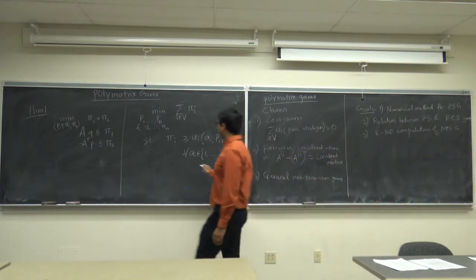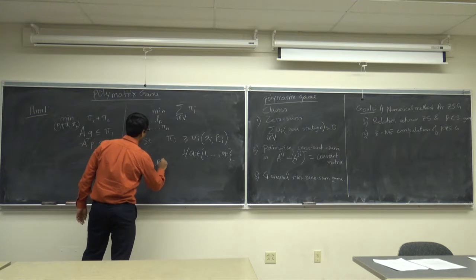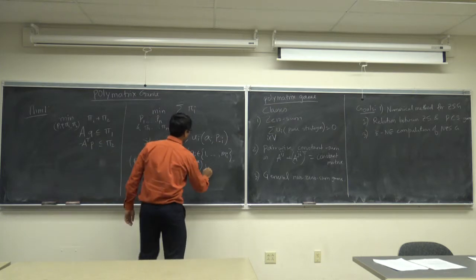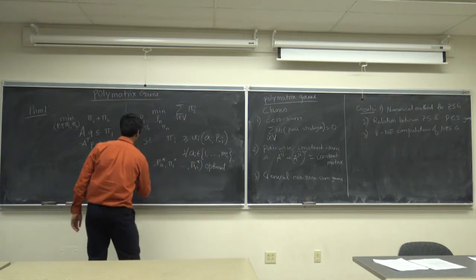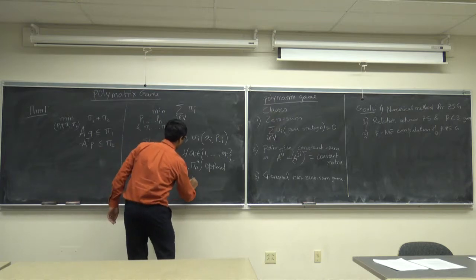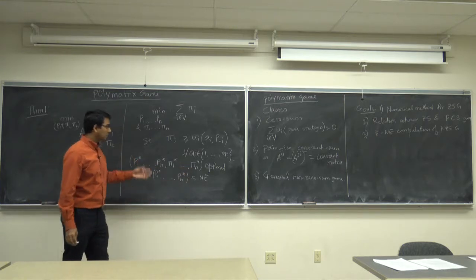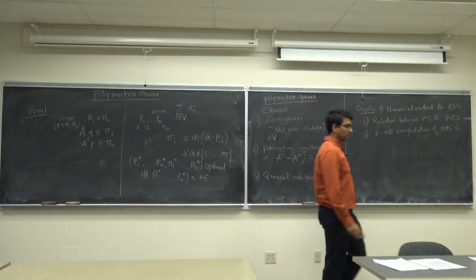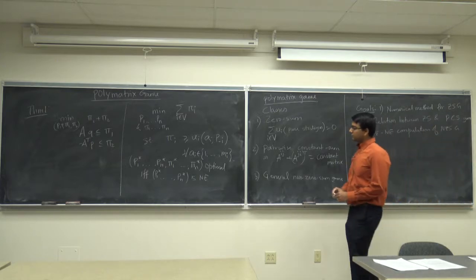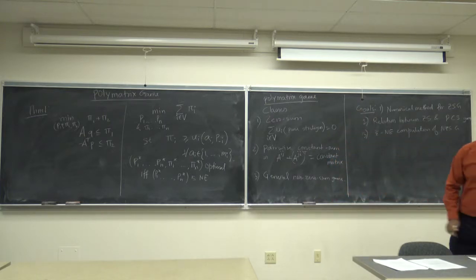Okay, so the theorem is this: p1 star to pn star, pi 1 star to pi n star is optimal if and only if p1 star to pn star is a Nash equilibrium. And of course, pi 1 star all the way up to pi n star are the equilibrium values that players are going to receive. Okay, and this result was proven in 2016.